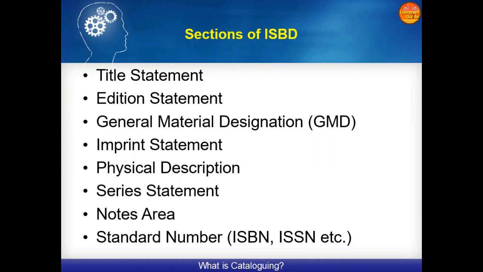The sections of ISBD: there are 8 main sections. The title statement, edition statement, general material designation, GMD, imprint statement, physical description, series statement, notes area, and standard number, that is the ISBN, ISSN, etc. So these are the main sections of ISBD.